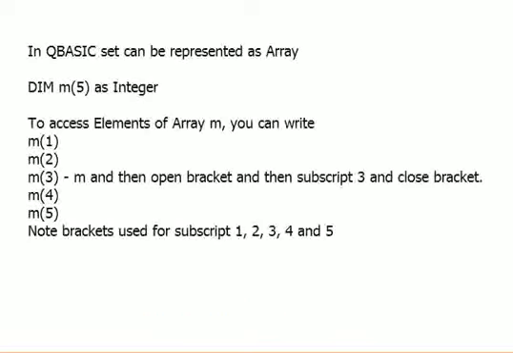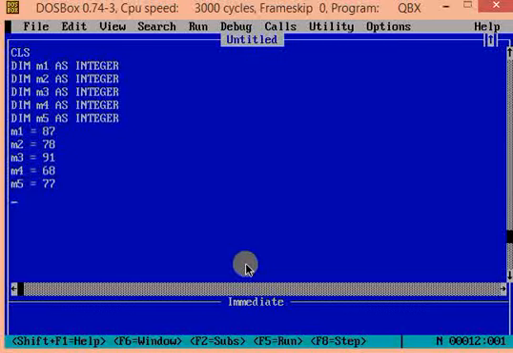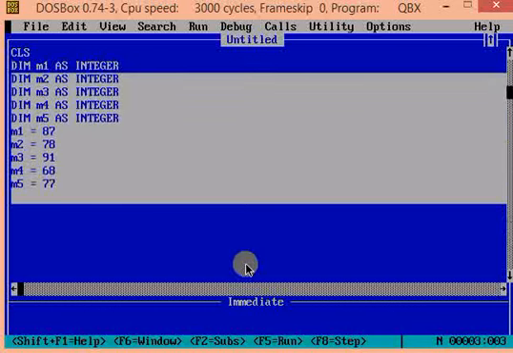Thus, in QBasic, if you want to find the marks obtained by student number 3, you write M, open bracket, 3 and then close bracket. While saying, you can just say M3. Let's go back to the program. We wrote M1, M2 and all. Instead of different variables, we will create only one variable. Now this variable is of the type array.